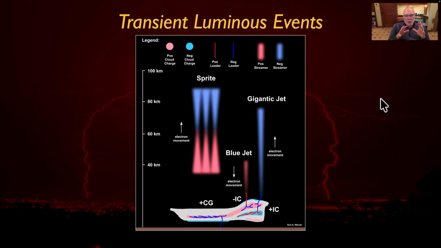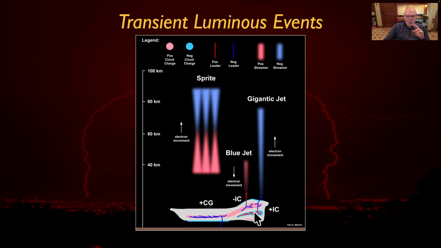I want to just briefly, while we're here talking about cloud flashes, talk about some transient luminous events. And these are luminous events that occur in the upper atmosphere. In a thunderstorm, we're talking up to probably 20 kilometers maximum as far as the height of the storm itself. And there are some cloud flashes that can generate a transient luminous event.